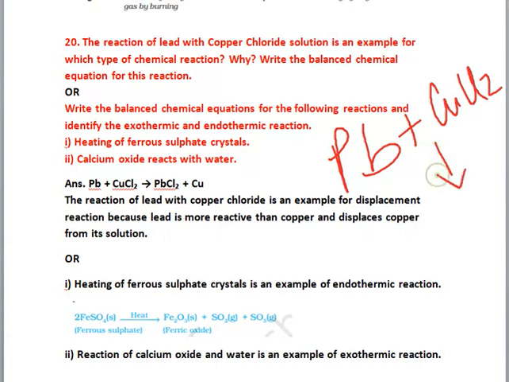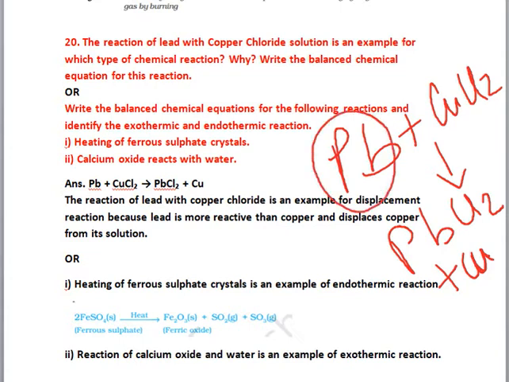So let us write the product first. Whenever lead will react with copper chloride, we will get lead chloride, PbCl2, plus Cu. In this reaction, you can see that lead is taking the place of copper. It is displacing copper from its salt solution. So which type of reaction is it? It is a displacement reaction, because lead is more reactive than copper. Lead can displace copper from its salt solution. It can take the place of copper, and we will get a new product called lead chloride.